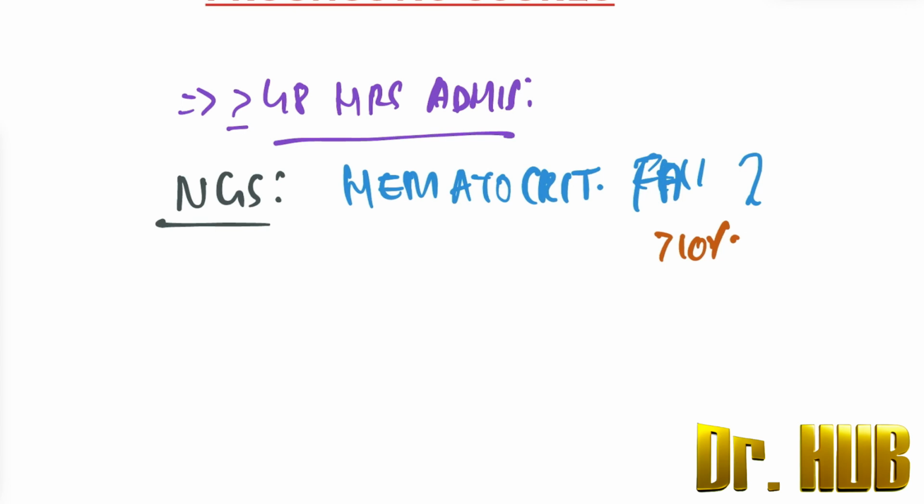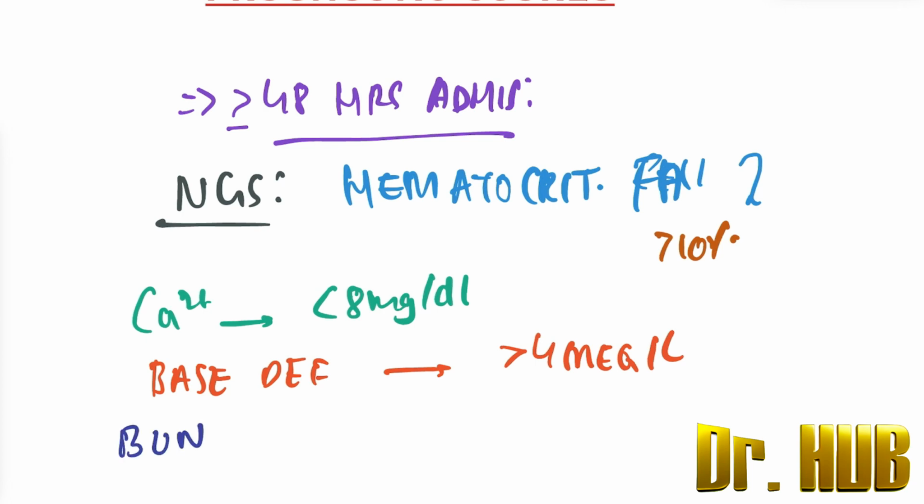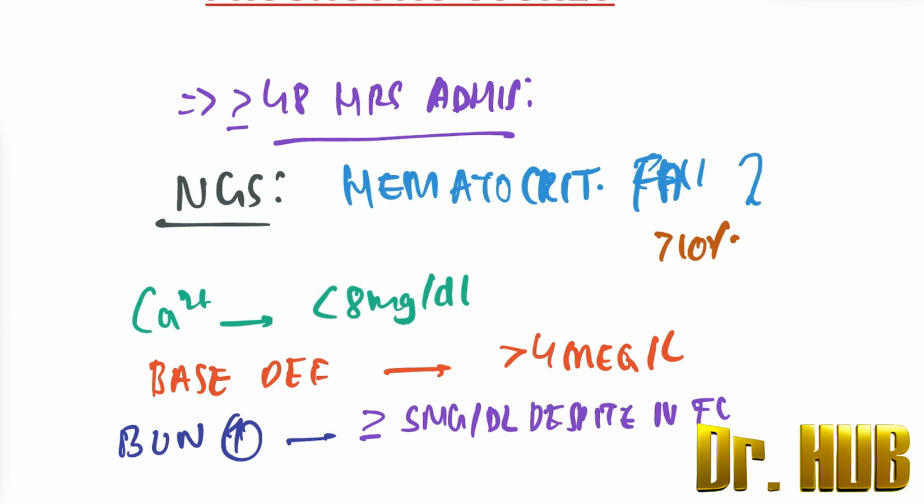Next, the serum calcium level will be less than 8 mg per dL. The base deficit is going to be greater than 4 mEq per liter. And looking at the BUN, that is the blood urea nitrogen level, it increases by greater than or equal to 5 mg per dL despite the IV fluid hydration.